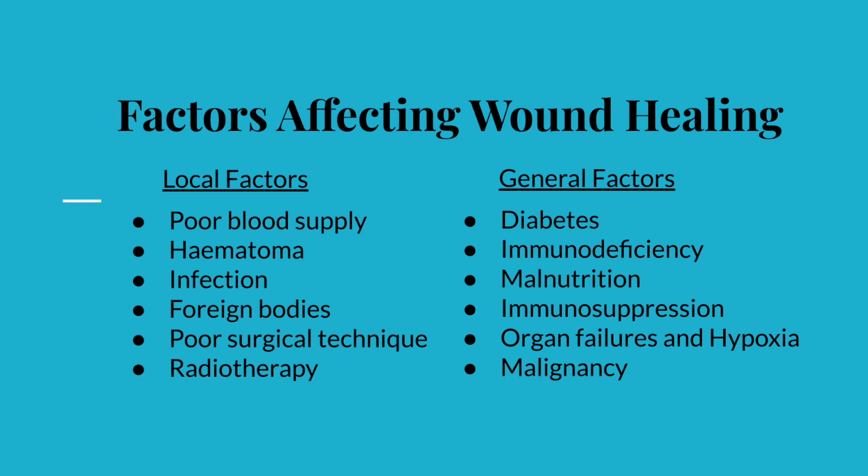On the other hand, general factors are mainly involved with the body's systemic issues such as diabetes, immunodeficiency, malnutrition, and even immunosuppressant therapy like long-term steroid use. Other general problems like multiple organ failure, hypoxia, and the presence of malignancy can negatively impact wound healing at the level of cellular respiration as well as cellular metabolism.